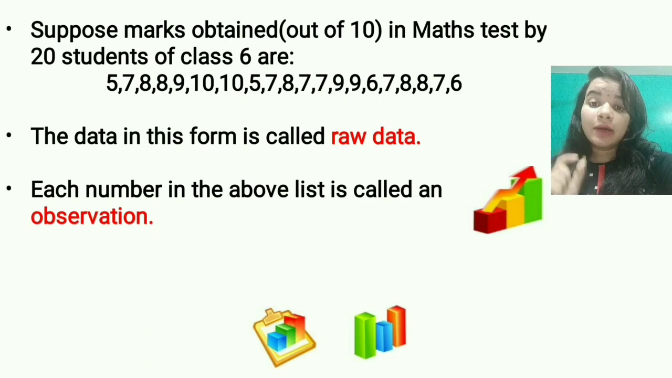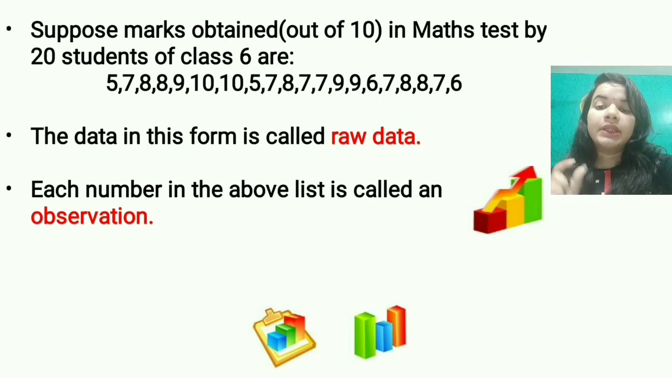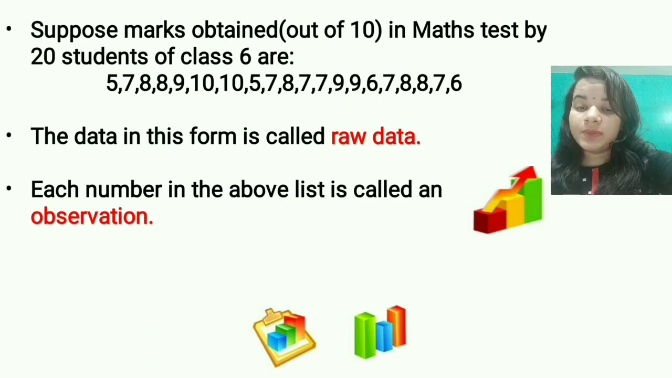And each number in the above list like 5, 8, 9, each single entry, is called an observation. Okay, so each number given in the list is an observation.